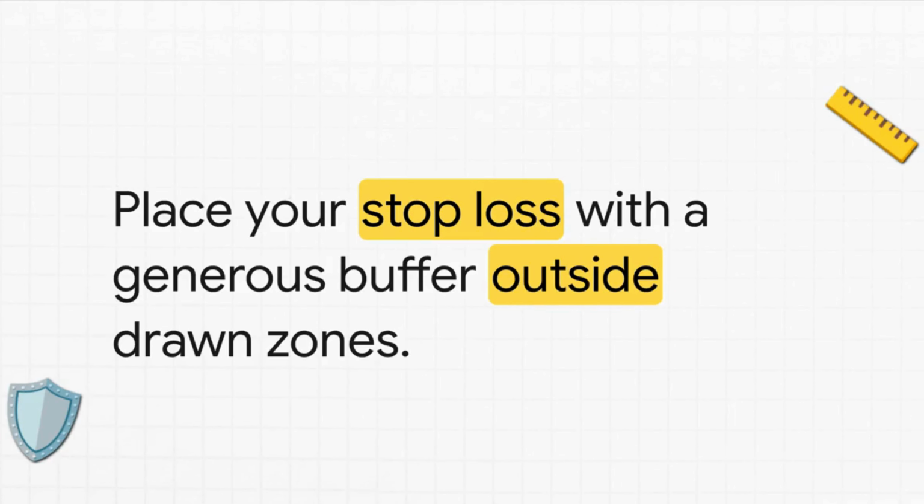Because those overshoots happen constantly, you must give your trades a generous buffer. Seriously, never put your stop loss right at the absolute high or the absolute low of a move. Pull it back a bit. Give it some real breathing room entirely outside of your drawn rectangular zones, so you don't get shaken out unnecessarily on some random volatile spike.